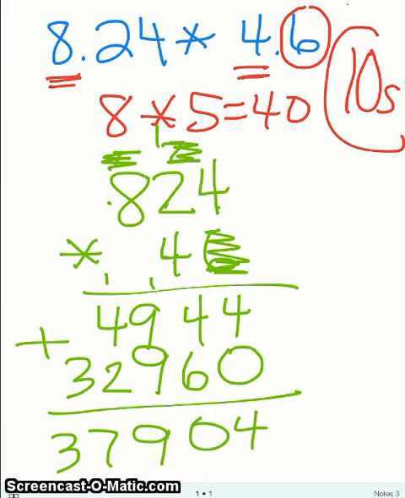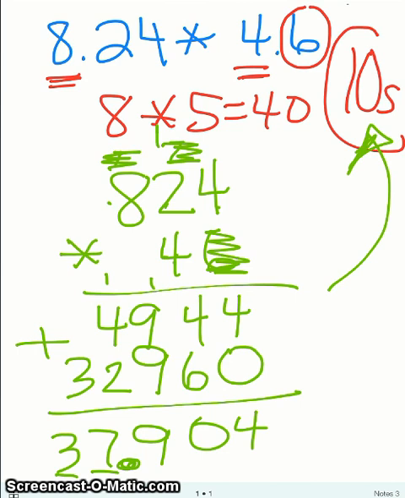37,904. At which point I need to go back to my estimate and go, ooh, but I'm supposed to be in the tens place. So where do I need to put my decimal point so that I'm in the tens place? So I need this to be the tens, which makes this the ones, and the decimal point goes right here, 37 and 904 thousandths.